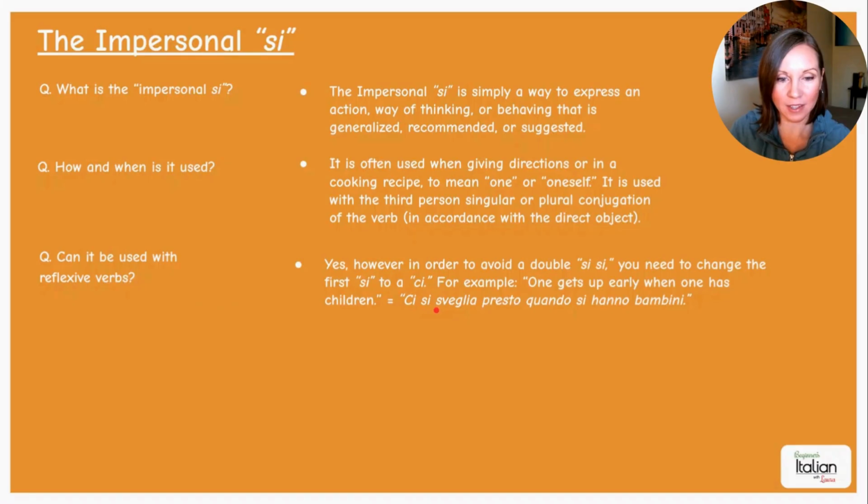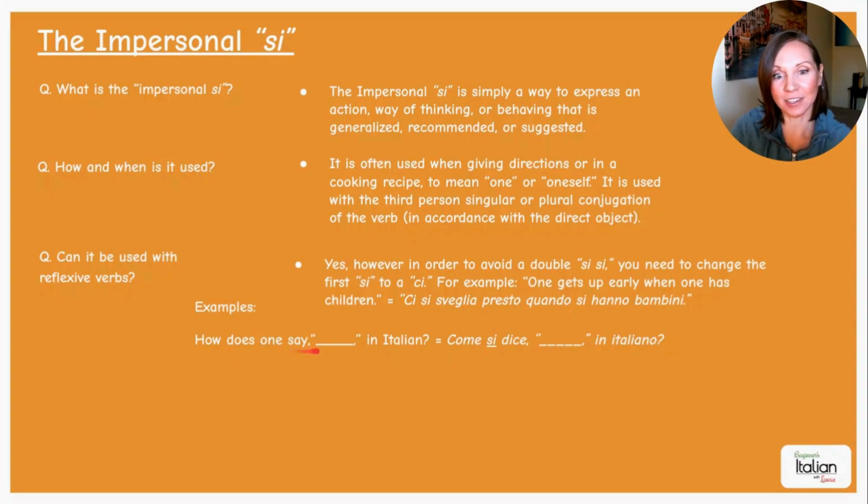Now let's give you some examples here. How does one say any word that you're wondering how to say in Italian? How does one say ciao or hello in Italian? Come si dice hello in Italian, for example? Come si dice is how does one say? This is one good example of how to use the impersonal si because we're saying how does one say? And then whatever word it is that you want to know how to say in Italian.